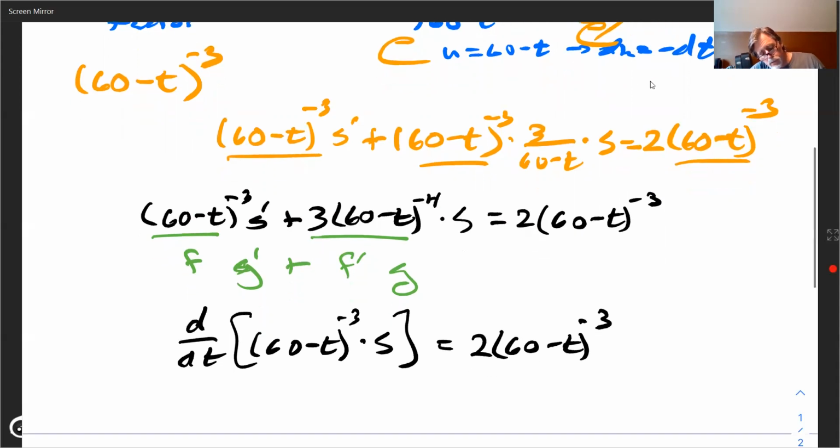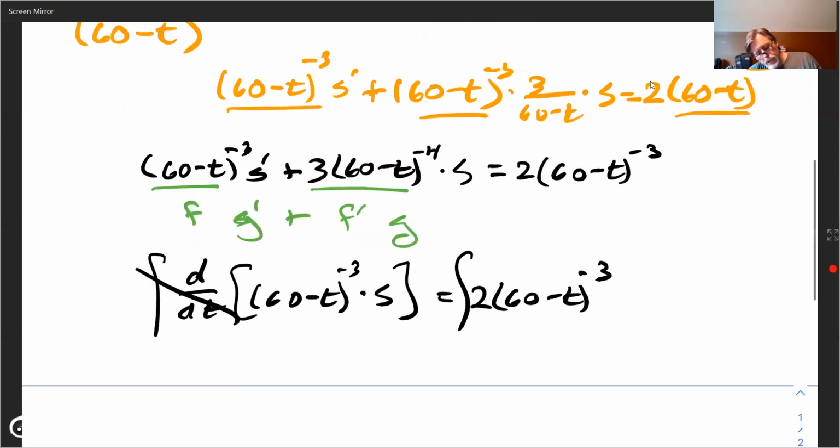We're going to integrate both sides. So we bash away that derivative, and we're left on this side with (60 minus t) to the negative 3 times s. And on this side, we have to integrate it. It's a u substitution, right? So I think it's going to be a negative, I'm going to bring the 2 out, right? Am I doing that right?